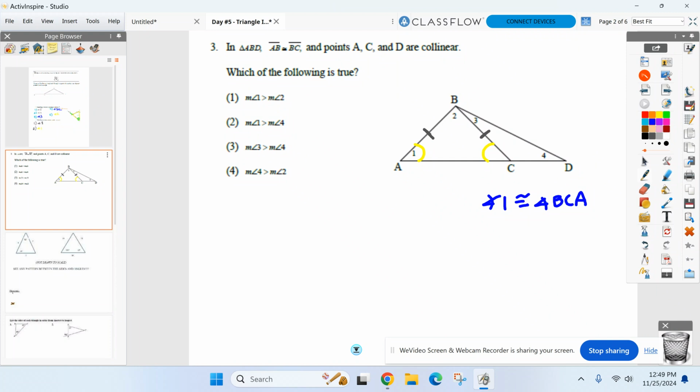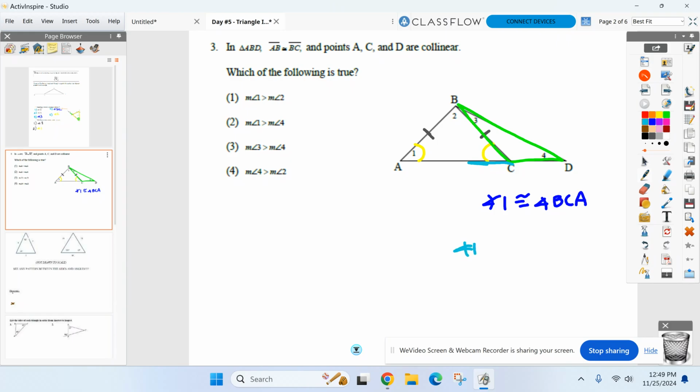Which angle is an exterior one? Angle 1 or BCA? Which one's the exterior? BCA. Angle BCA. And if you don't see it, look at the diagram. Angle BCA is exterior for triangle BCD. All right, here you go. Take a peek. And there is the exterior angle right there, BCA. Everyone see it?